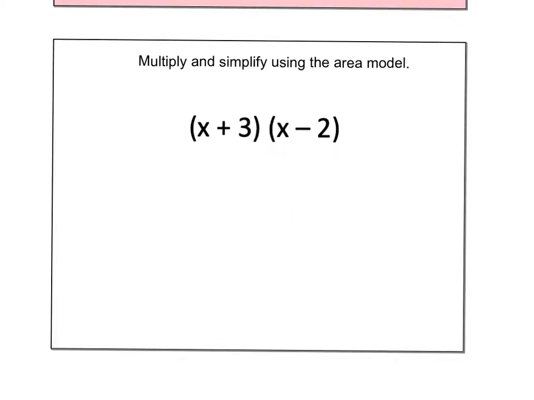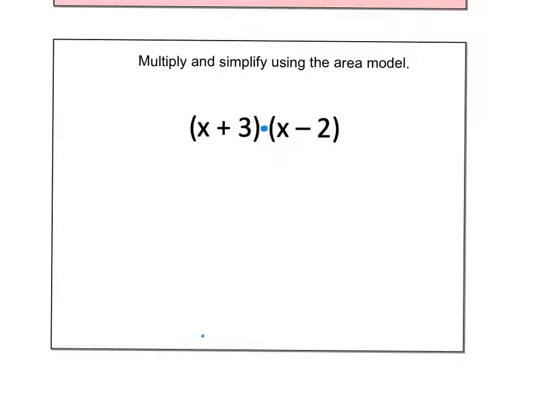The first one, the instructions say multiply and simplify using the area model. Well, I know this is a multiplication problem because there's invisible math right here, that multiplication sign. So it looks like I have a binomial times a binomial. They're both binomials because they have 2 terms in them.